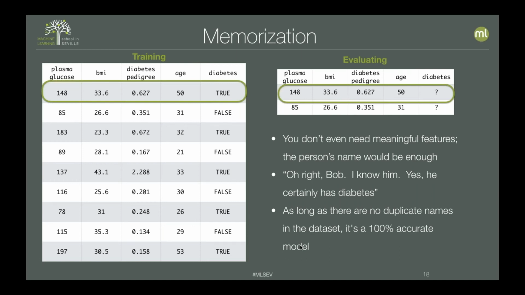To see this even more clearly, imagine that instead of plasma glucose and BMI and things that are relevant to diabetes, the feature was just a person's name. This would still work, right? If you had a person named Bob in the data set, and you ask for a prediction for Bob, the model would say, oh yeah, Bob, he's in the training data, he has diabetes. This is completely meaningless. If your name is Bob, you're no more or less likely to have diabetes. And yet, because the model has memorized all the data, it would predict exactly correctly. So you always want to split your training and test data so that your model can't just rely on memorization to make the correct predictions.